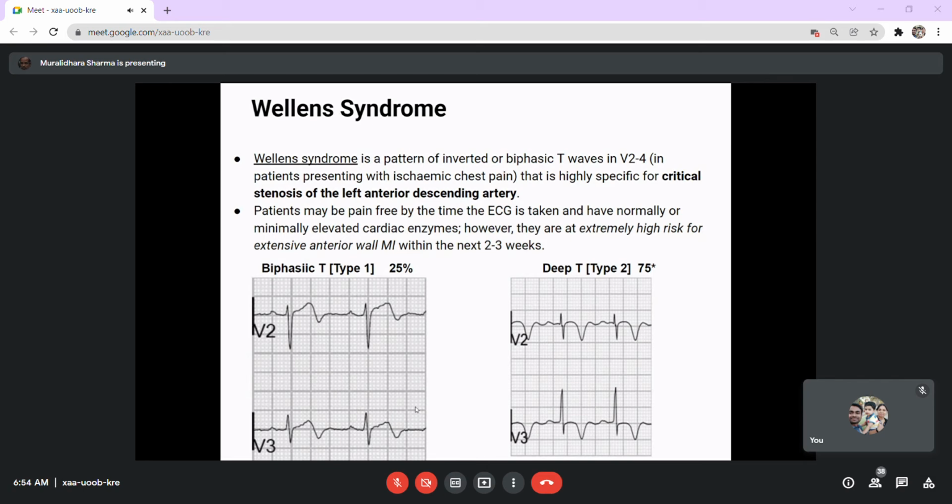Most of the times, more than 75% of the patients of this kind would have a myocardial infarction developing and having a high risk of extensive myocardial infarction within next 2 to 3 weeks. So from the clinical point of view, whenever you see an ECG with a T wave abnormality, even if the symptoms are relatively mild, you should be very cautious, and that patient has to be investigated further to confirm whether there is an obvious pathology or not.